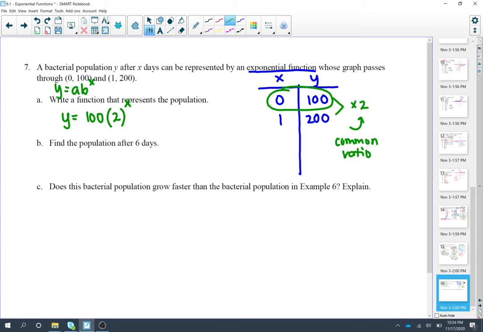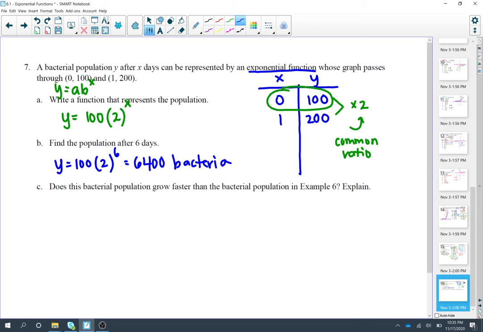Now, part B, find the population after 6 days. Well, we're going to substitute in 6. y equals 100 times 2 to the power of 6, which is going to give us 6,400. And this is, once again, bacteria after 6 days.